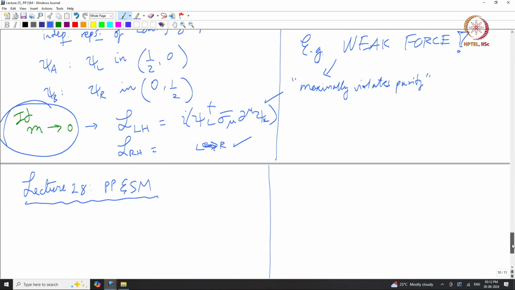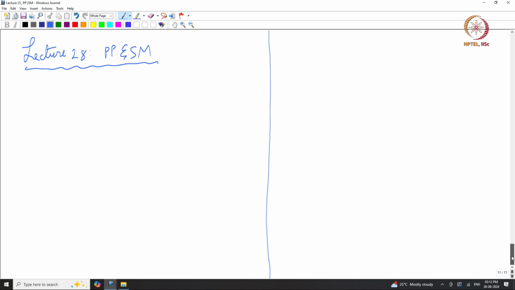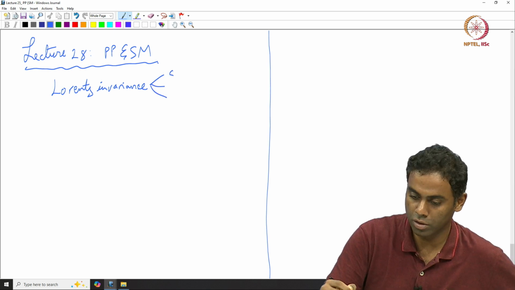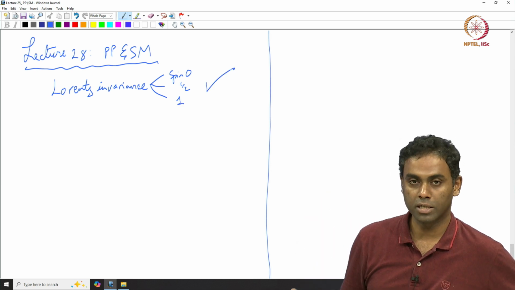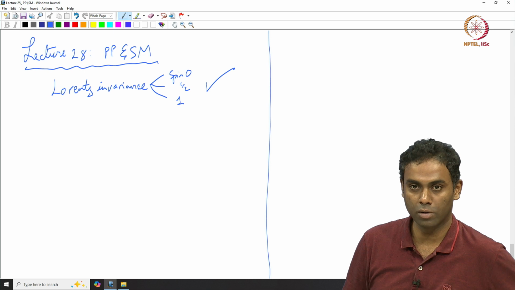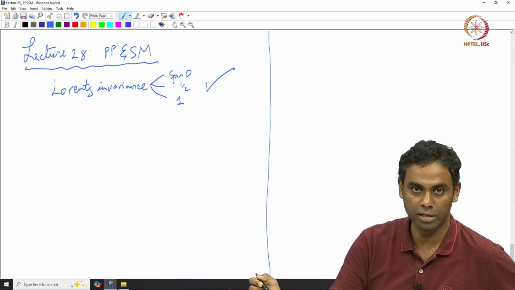Okay, good. So we have dealt with various representations of Lorentz invariance. That is indeed the first step to understanding what the Standard Model is made of. So we saw spin 0, half and 1, probably not in that order, but now we understand how to construct Lorentz invariant theories in quantum field theory, embed the correct degrees of freedom in the correct fields.